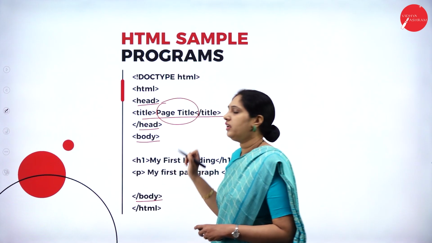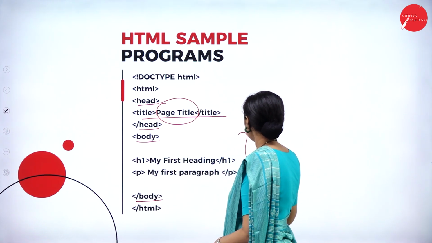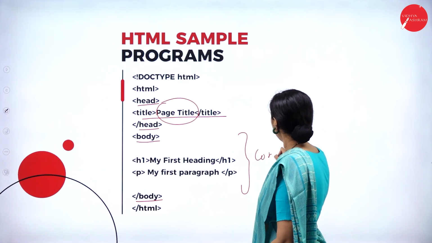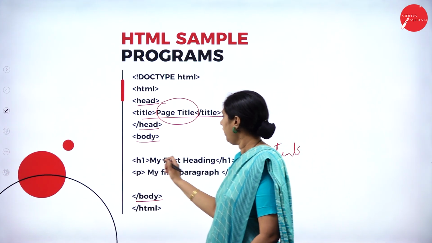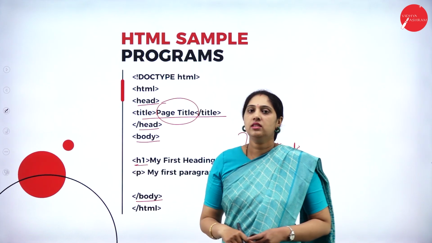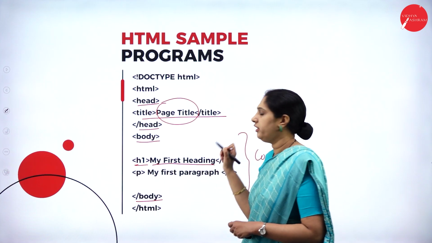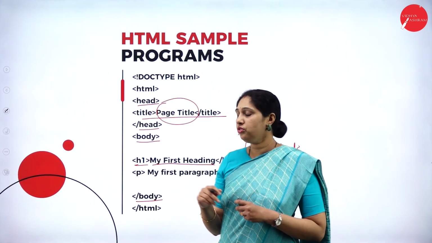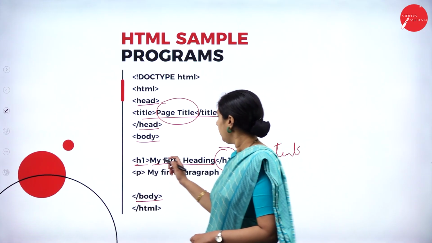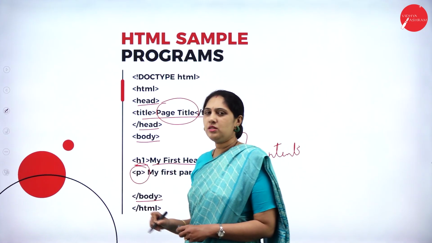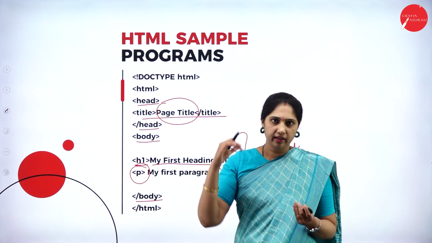This body tag will give you what? It will give you content. Content of what? Content of this document. See h1. What is h1? It is a heading tag. What did they give in the heading? My first heading. And what are we supposed to do? We are supposed to close the h1. Next is the p. What does p stand for? p is paragraph.